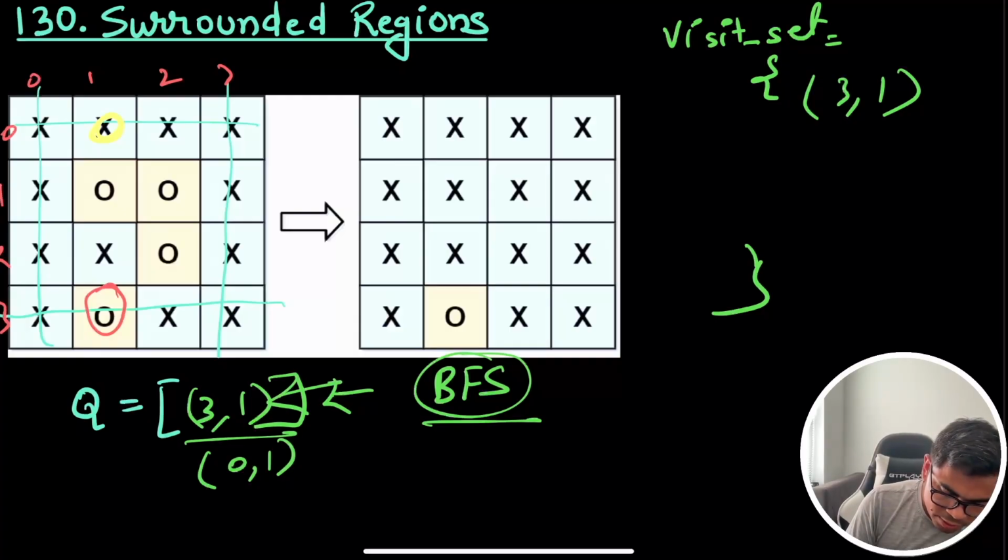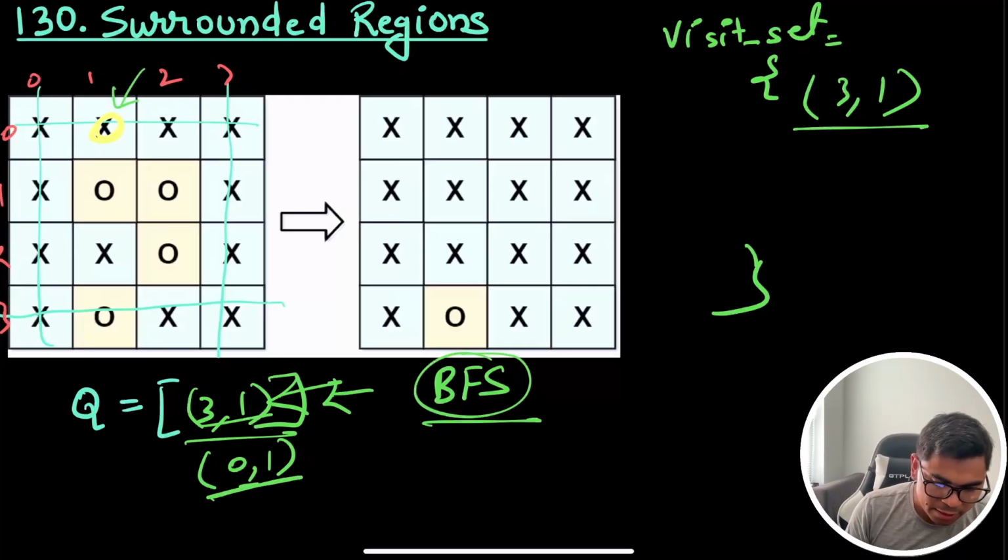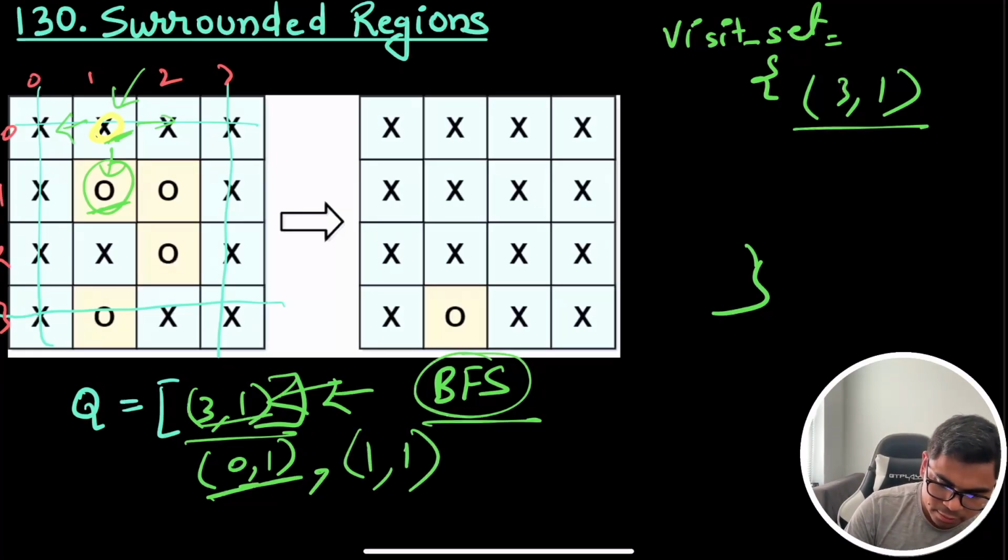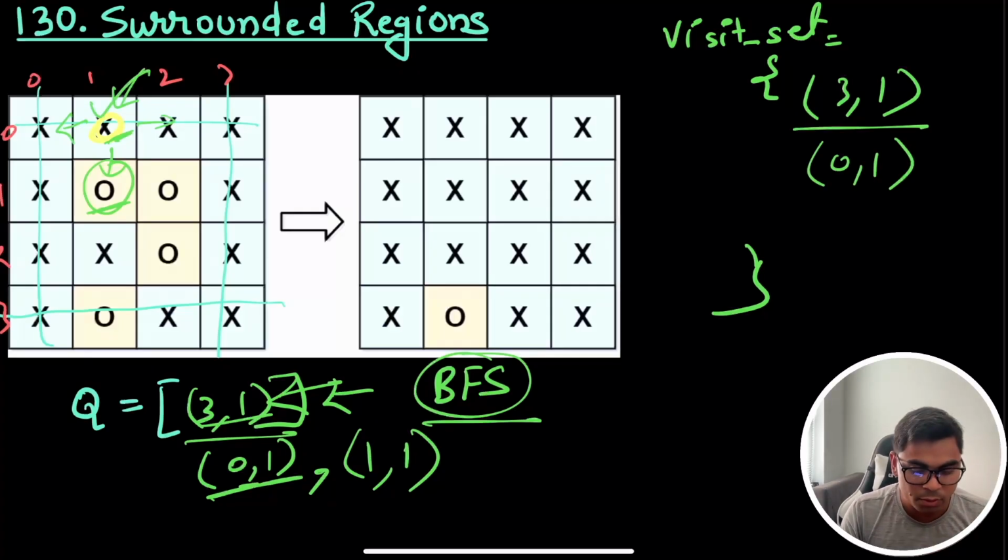Then once I am done visiting 3, 1, which has already been appended, I will explore the next cell as part of BFS, and when I visit that, I will check all its neighbors. There will be one neighbor that has the value O, so I will append that to my queue, 2, 1, 1, and that will also be part of my visit set. So this has been visited, and we know for sure that we cannot capture it. In the end, we will not be able to capture any of these.